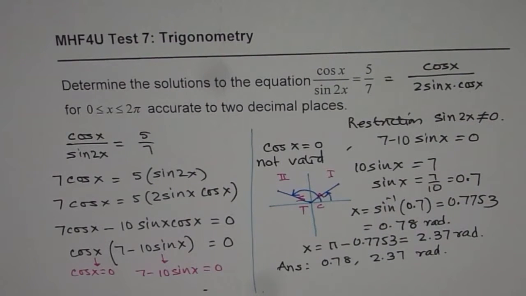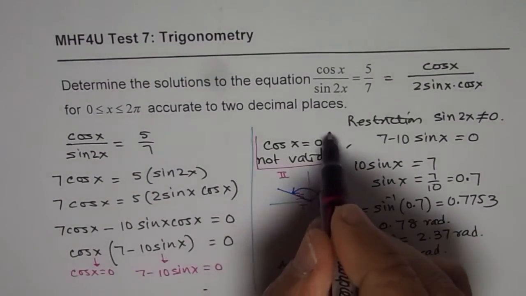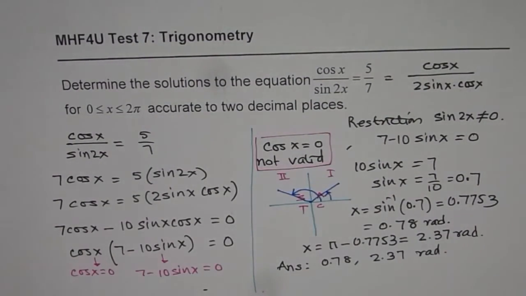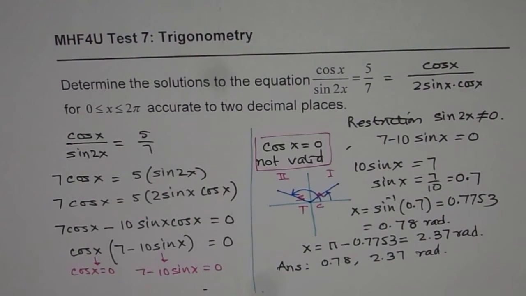Now remember, it is very, very important not to list the solutions for cos x equals 0, right? That is to say, don't put pi by 2 and 3 pi by 2 in your solution set. I hope that is understood.